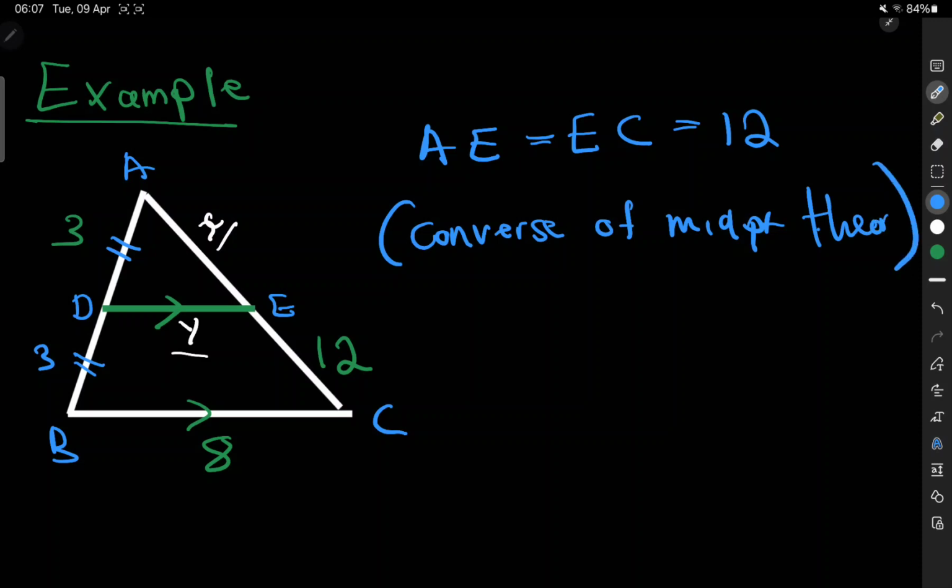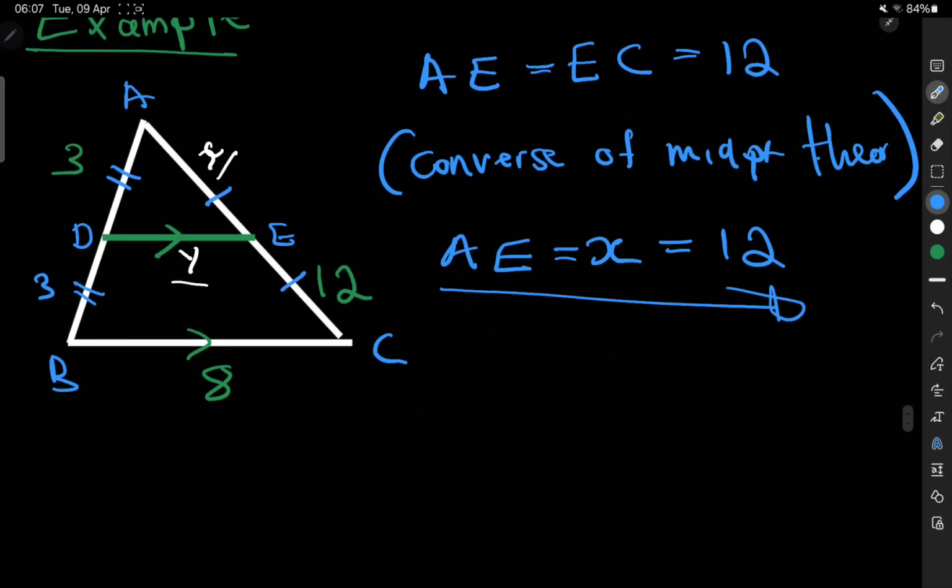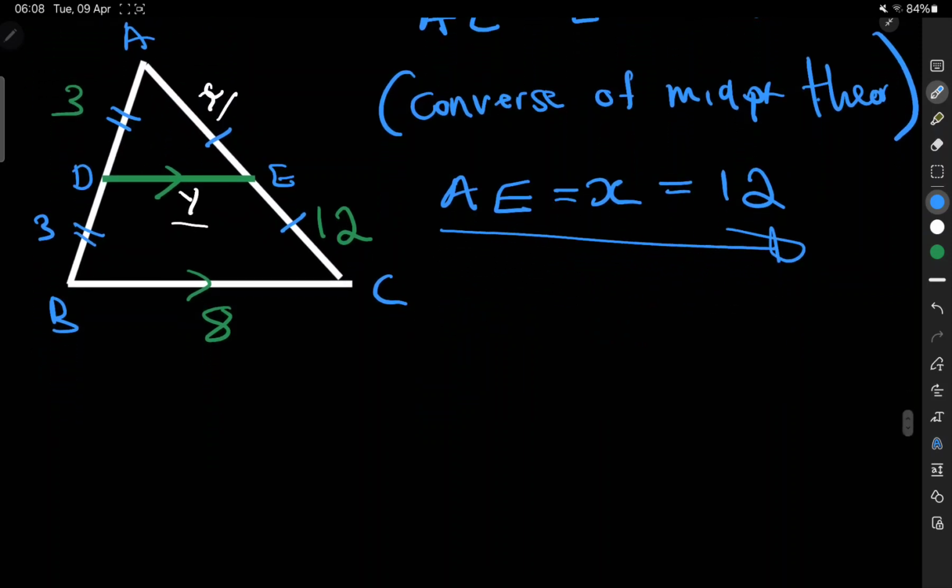Converse of the midpoint theorem, where we're given that DE is parallel to BC, and we're also told that it bisects one side of the triangle. If that's the information we're given, then we can conclude that AE is equal to EC. So the value of AE, or the value of X, would be equal to 12. So we found one side using the converse of the midpoint theorem.